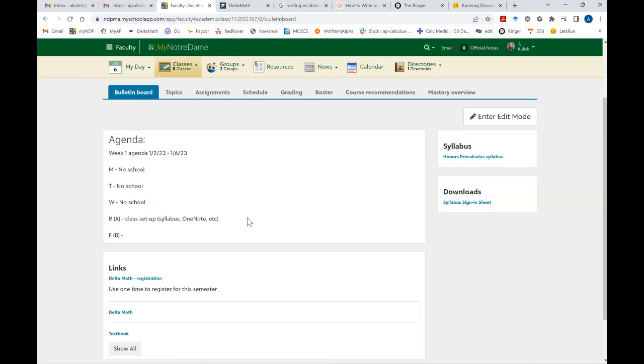So once you've got to the My Notre Dame page and clicked on our class, under the links, there's the Delta Math registration. We did this a little bit first semester if you had me. We didn't do it very often, but all the classes got shuffled, so we need to re-register so that you're in the right sections.